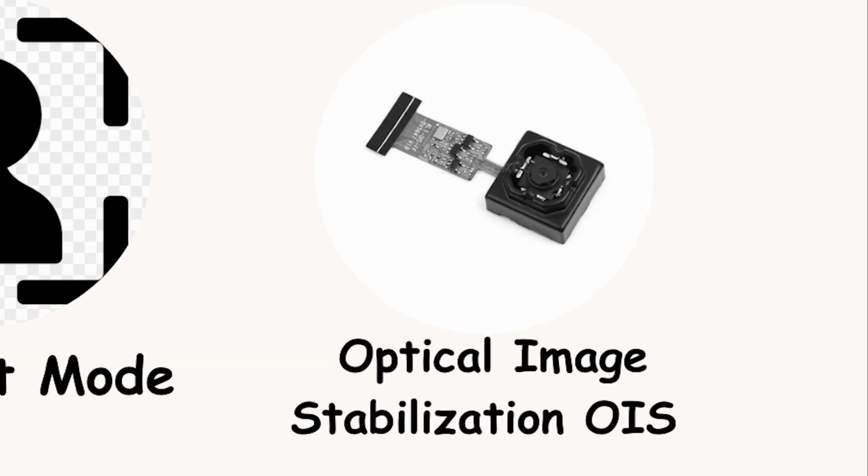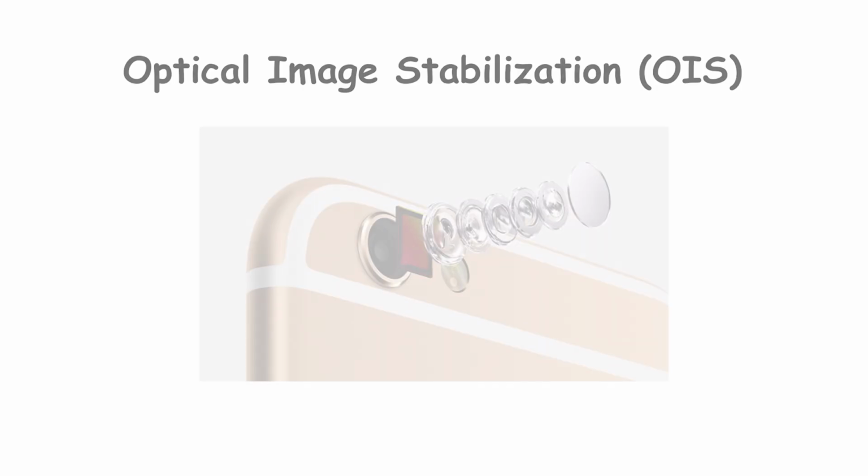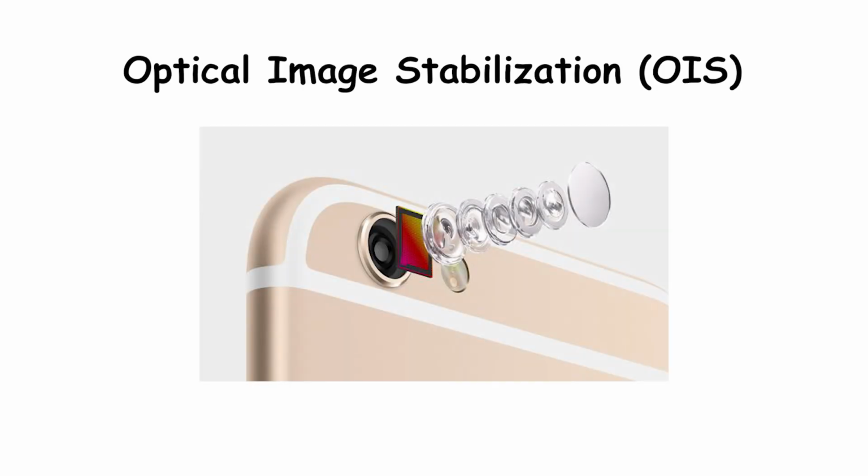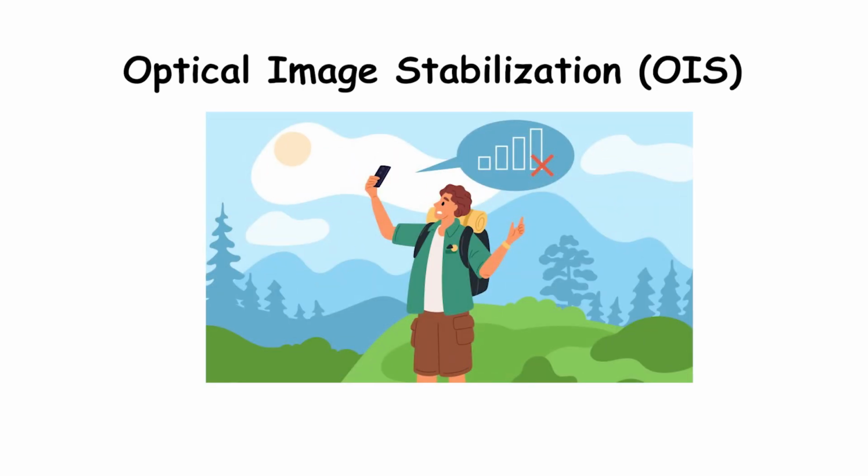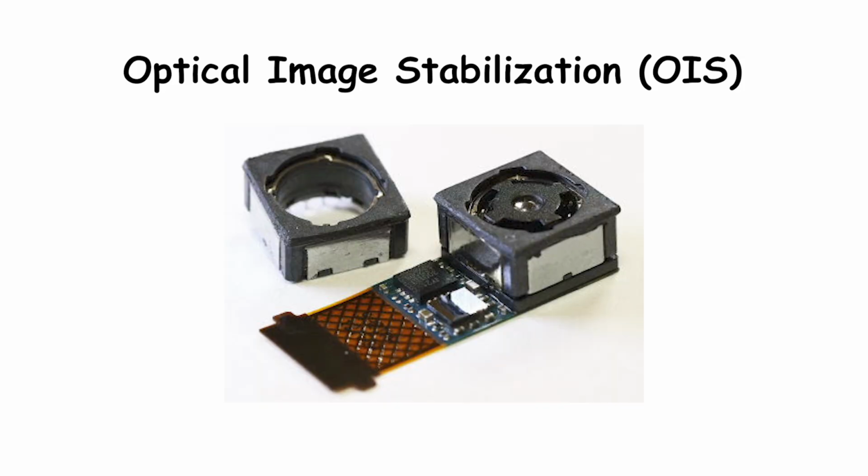Optical image stabilization, OIS. OIS, or optical image stabilization, is a feature that reduces blur in photos and shaky footage in videos. It works by using tiny motors inside the camera that physically move the lens to compensate for hand movements.